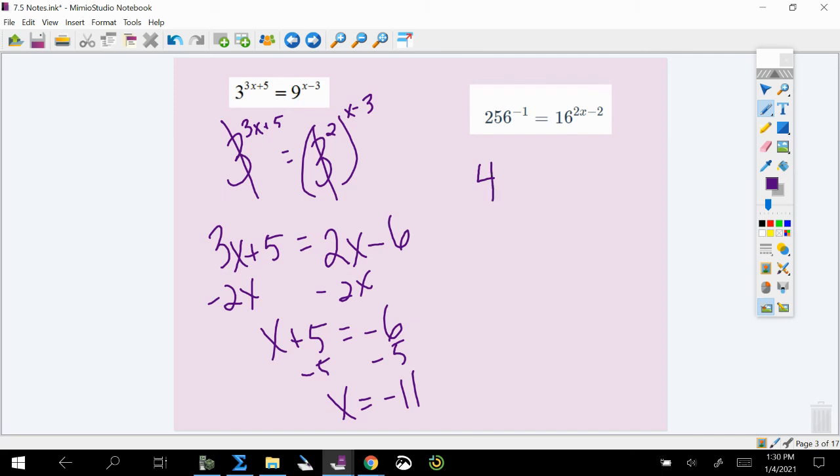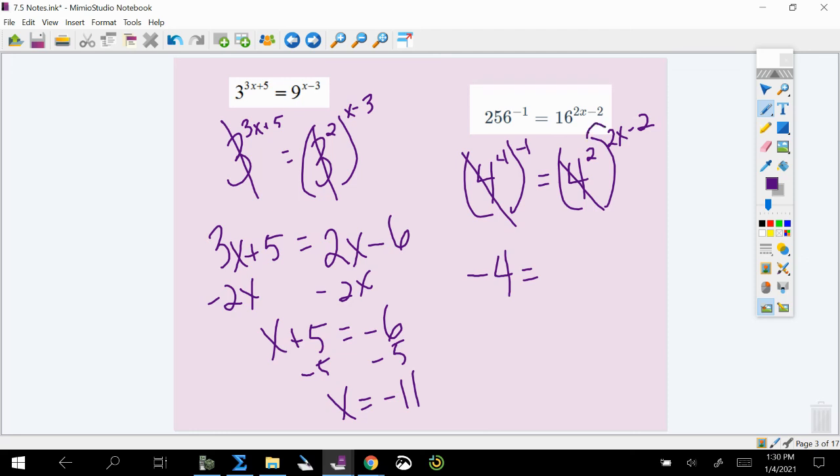So I'm going to write this as 4 to the 4th to the negative 1. And then 16 is 4 to the 2nd to the 2x minus 2. So they're both base 4, so I'm going to cross off the base. On the left side of the equal sign, 4 times negative 1 is negative 4. On the right side of the equal sign, I have to distribute this 2. I get 4x minus 4. So I'm going to add 4 to both sides. So I get 0 equals 4x. That's interesting. I'm not used to getting 0 as an answer. Divide both sides by 4.